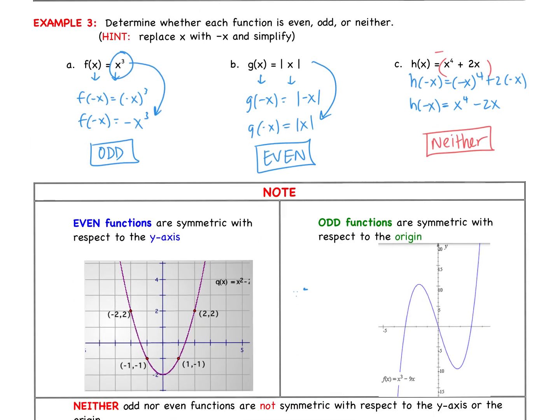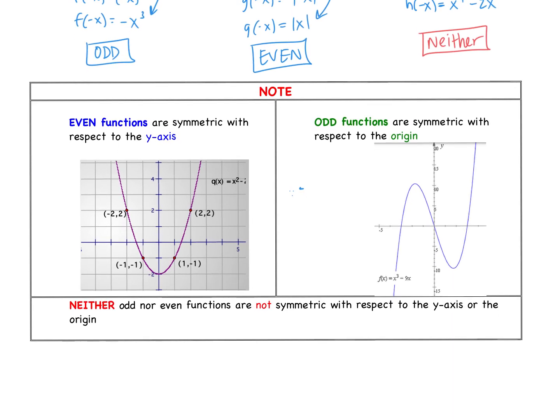Okay, next thing to talk about. And actually, this is the last thing. This is just a fun fact for you. Even functions are symmetric with respect to the y-axis. Odd functions are symmetric with respect to the origin. And neither can't be symmetric with respect to the y-axis or the origin. Realistically, not going to ask you that. So that's just a fun fact for you.